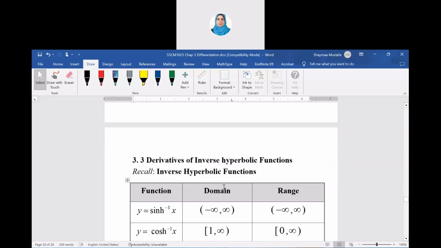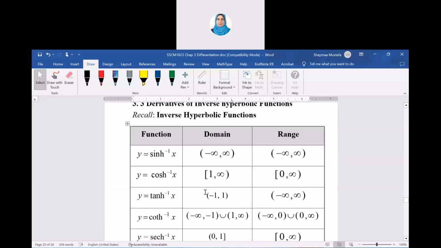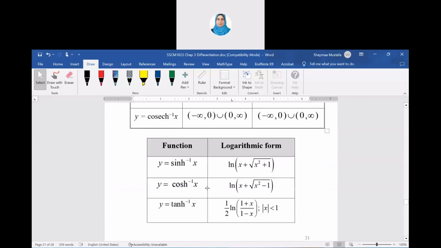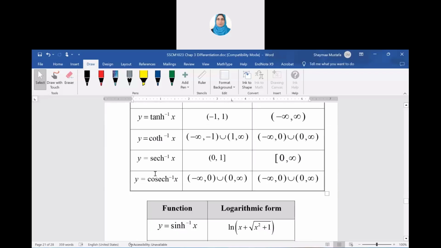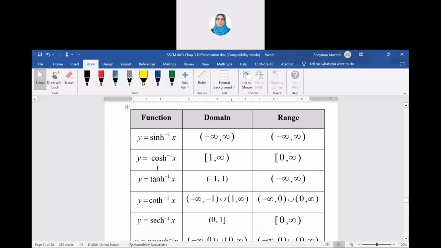Okay, now for the inverse hyperbolic functions, the same rules again. The same rules for derivative, for multiplication, whatever the functions are, the same rule for product, the same rule for division, the same rule for chain rule. Okay, now for sine inverse x.